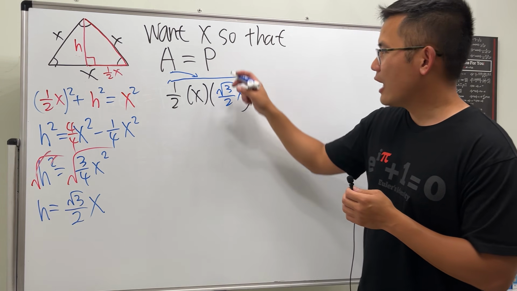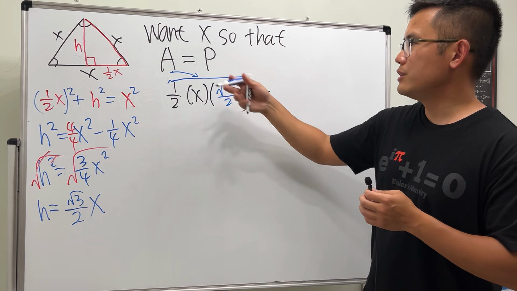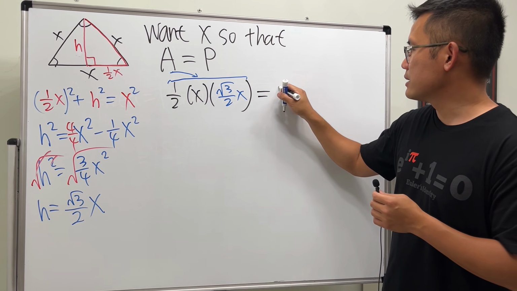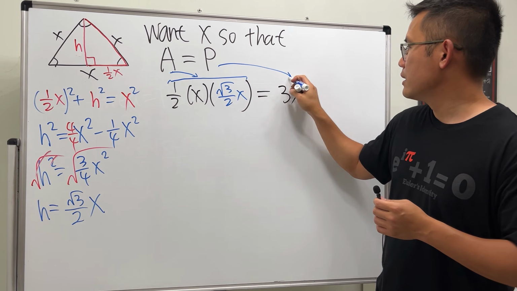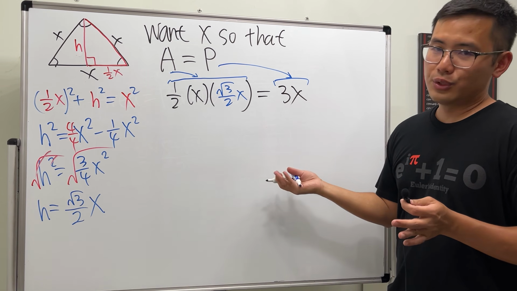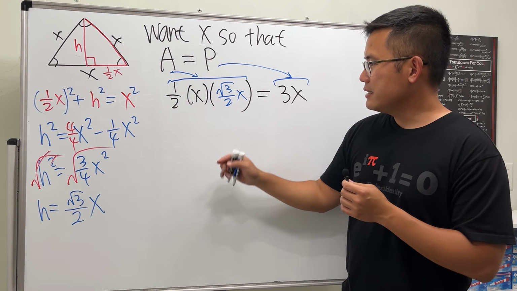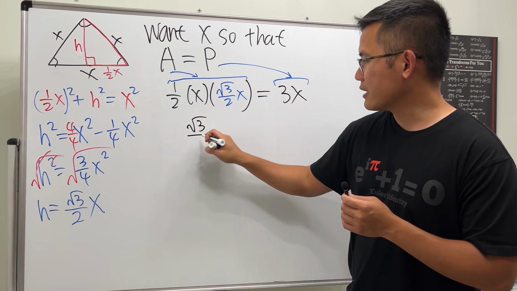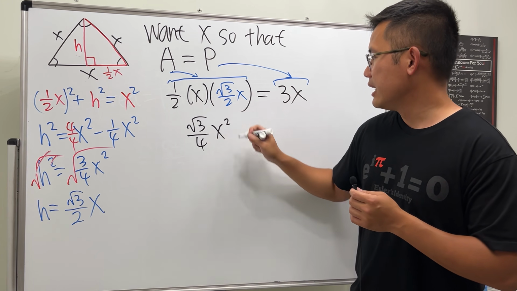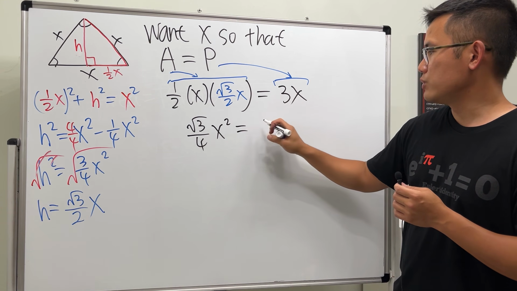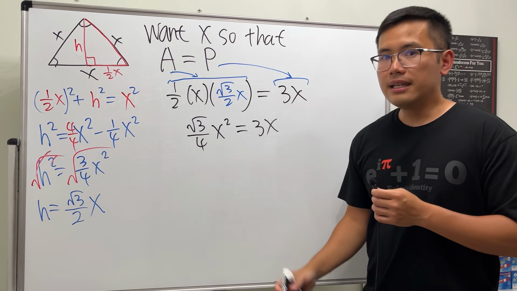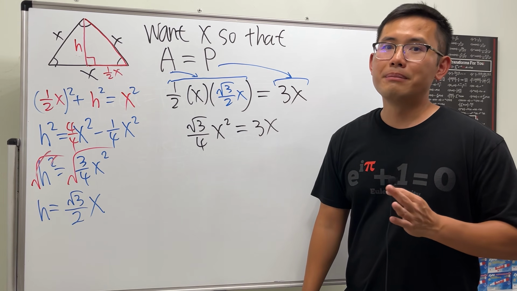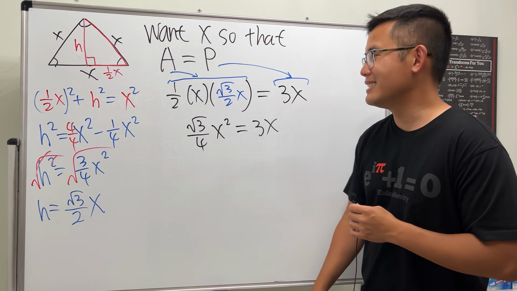And then how about the perimeter? Well, perimeter is actually just, we add these 3 x's together, so it just gets 3x. So that's very straightforward. Cool. So now we can just solve for x. Multiply this out, we will get square root of 3 on the top, and then 4 on the bottom, and then x squared on the side. And then right here, this is going to be just 3x. And technically, you can divide both sides by x because x should not be equal to 0, but that's actually a bad habit, so let's not do that.